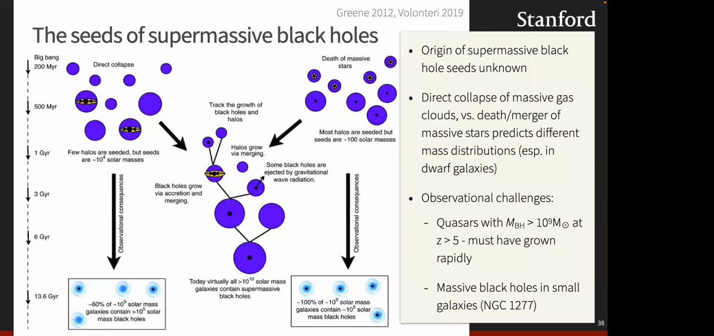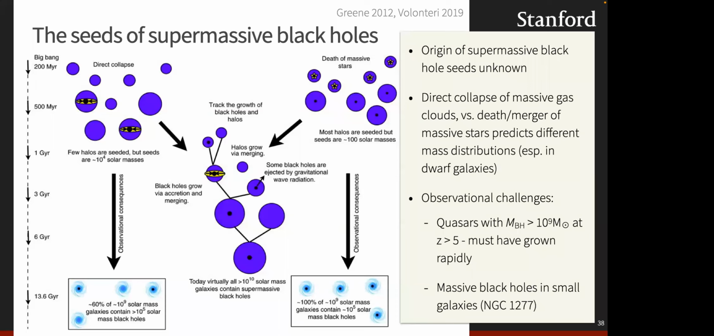Either we had big clouds of gas left over in the centers of galaxies that just collapsed directly, or we have an early generation of massive stars in the centers of galaxies that come to the end of their lives and form black holes, and then they merge. And this forms the seeds of our supermassive black holes in galaxies.